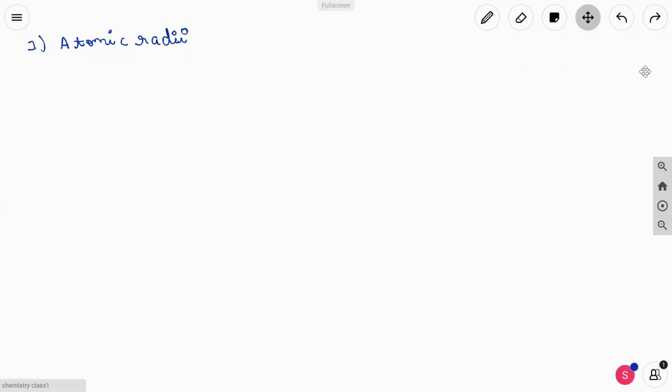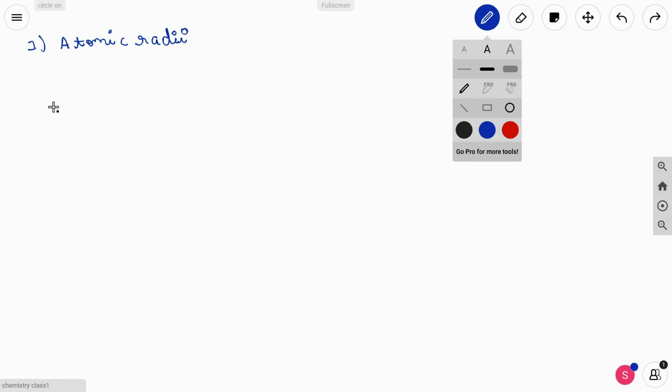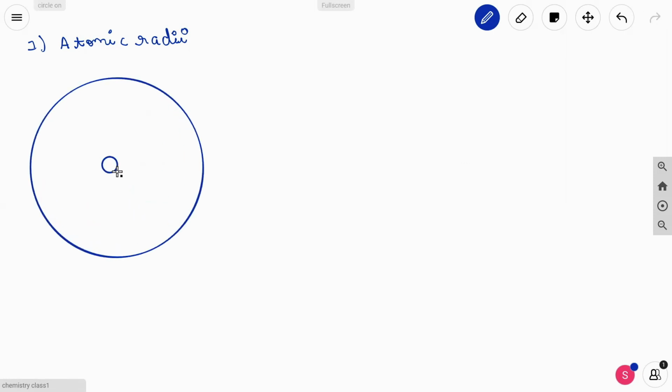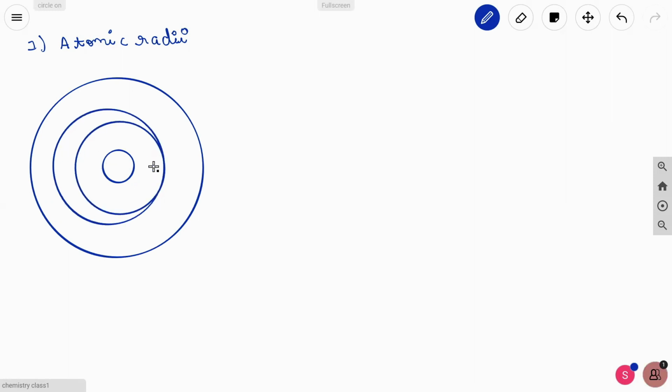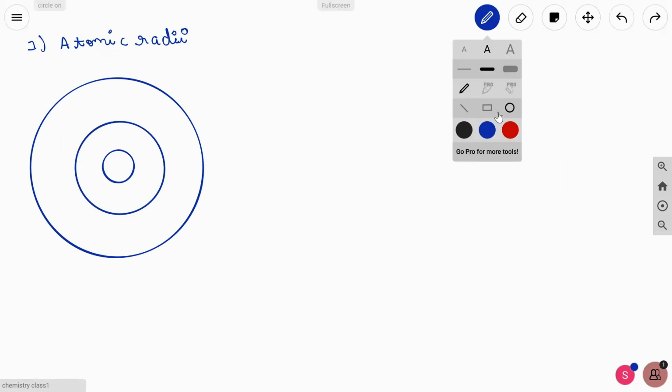So, periodic properties. The first one we'll be discussing is atomic radii, or atomic size. I want you to understand what atomic size is. For example, an atom is like this. We assume that there are some shells around. The inner part which I drew is the neutron. An atom is like this, and then there are some electrons.